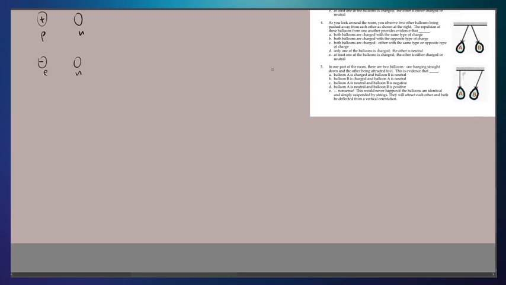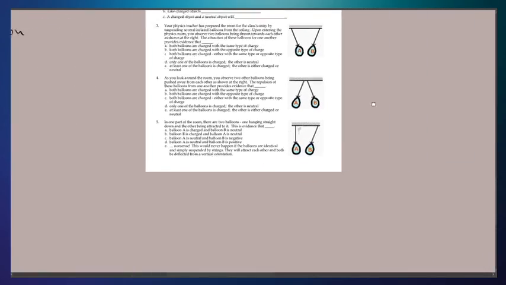So let's see how much more space do I have here. Okay, let's move this way.